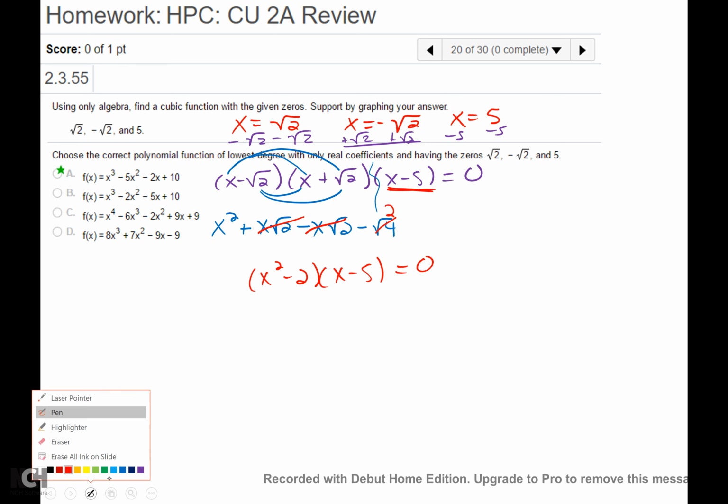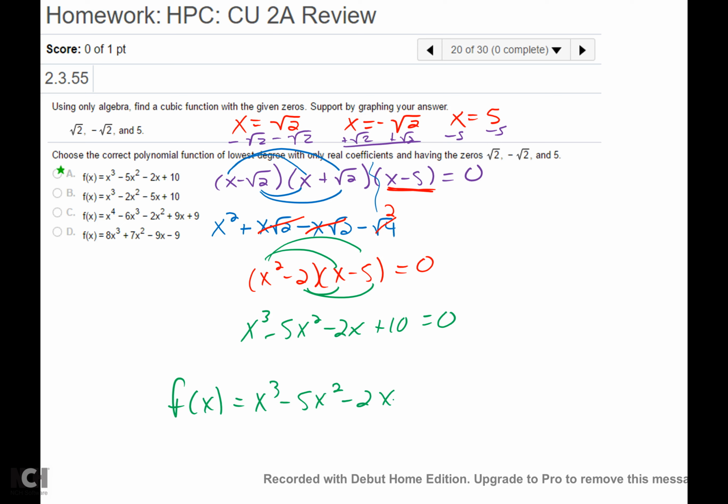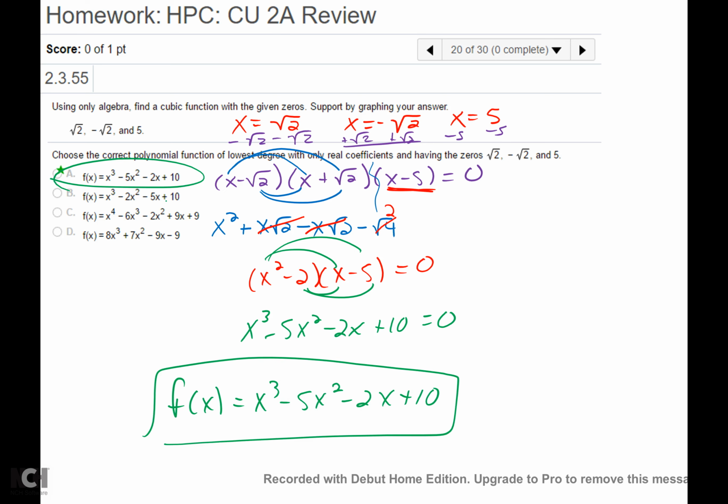So if I FOIL that out, x squared times x is x cubed, minus 5x squared, minus 2x, plus 10 equals 0. And that's my function. f(x) equals x cubed minus 5x squared minus 2x plus 10. Okay?